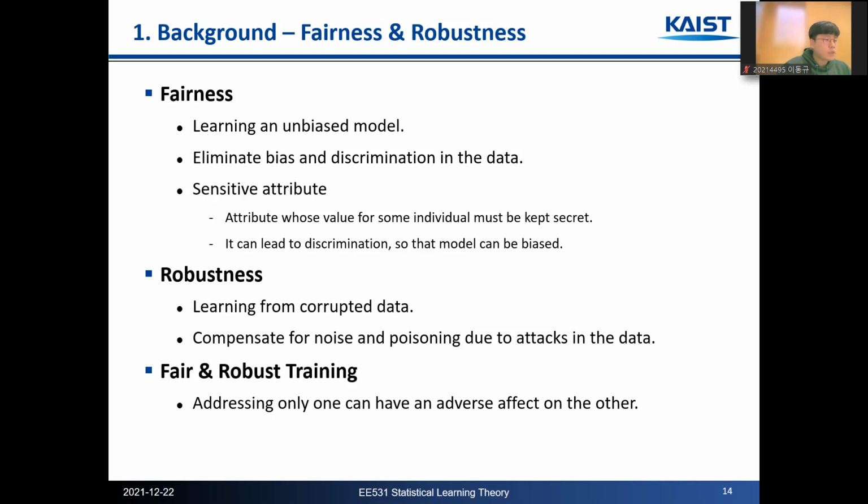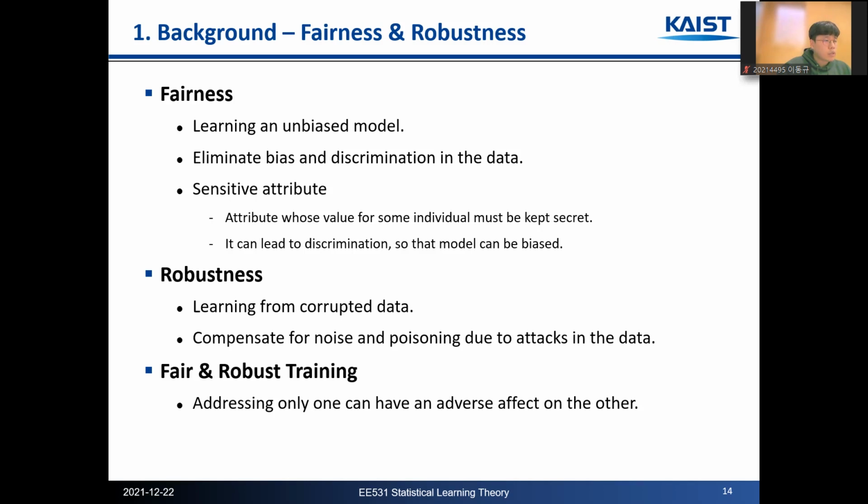While a traditional focus of machine learning is to train the most accurate model possible, trustworthy AI is becoming essential for modern machine learning. Among the key objectives, the paper focuses on fairness and robustness. Fairness is about learning an unbiased model. The main purpose of fairness is to remove bias in the data. The term sensitive attribute is related to fairness because it can lead to discrimination, so that the model can be biased.